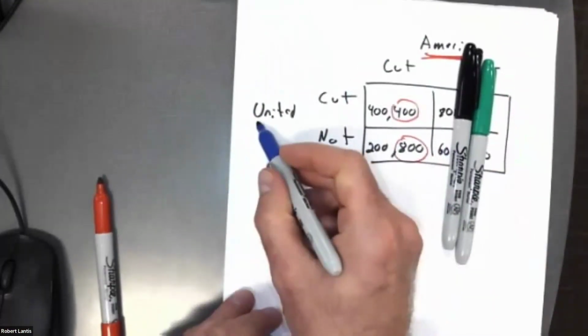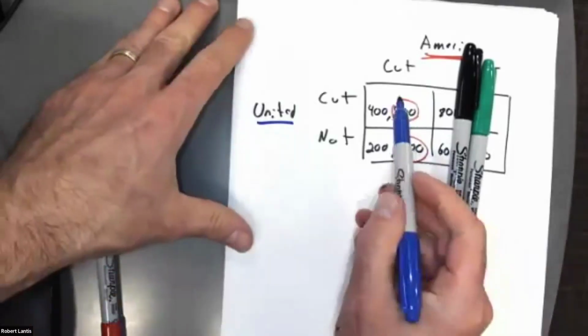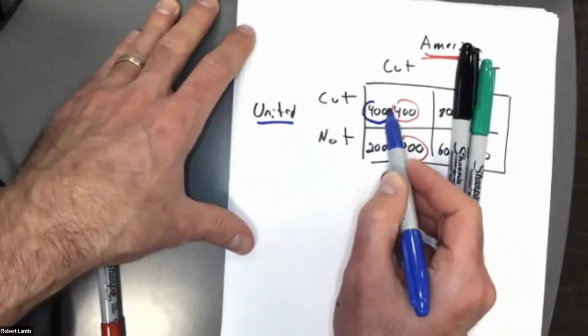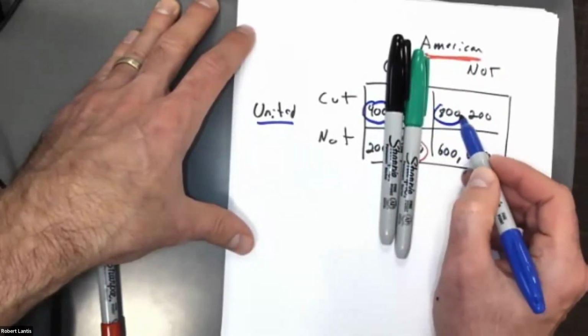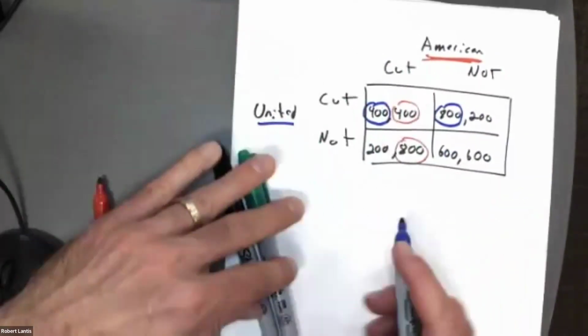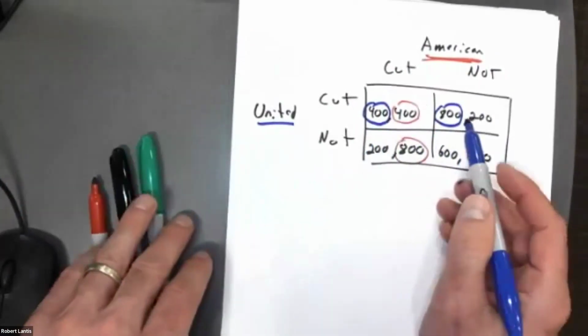What should United do in response to both of American's decisions? Well, if American cuts fares, so should United. If they don't, United should cut their fares. So what do we have? United always cuts their fares.